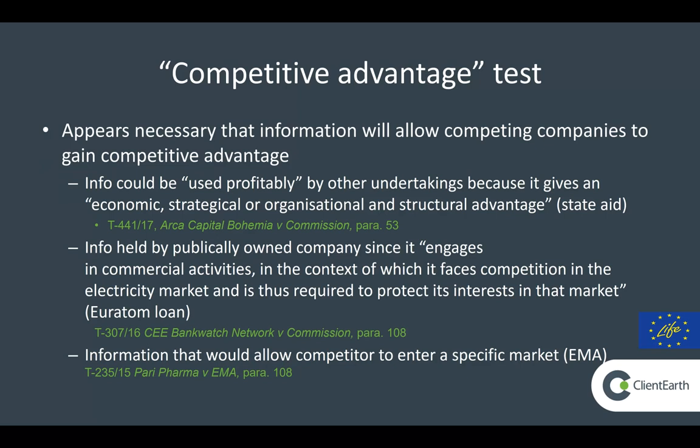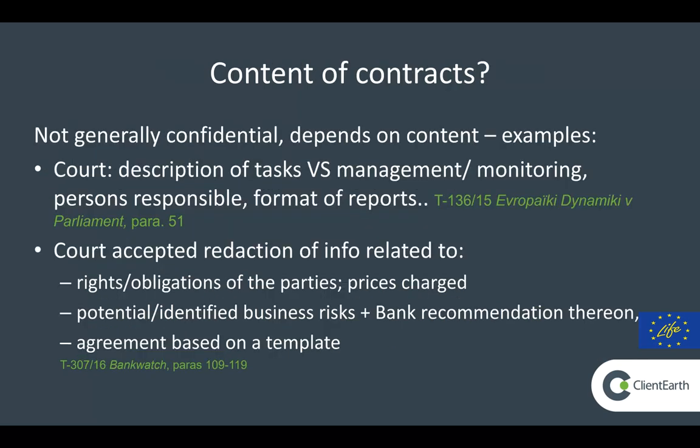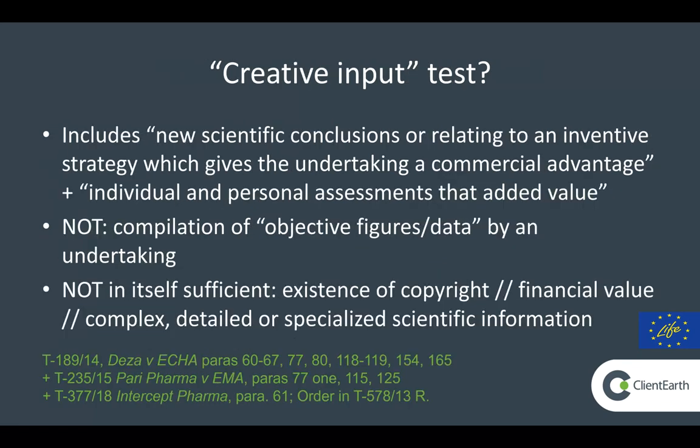relatively well established. Things that are less clear so far, on the one hand, the content of contracts. There are so far a few cases from the court, but it's not entirely clear. What is clear, I think, is that it's not generally just because something is included in the contract that the contract as a whole would be commercial information, but rather the court has drawn certain distinctions: descriptions of tasks, versus management and monitoring, parts that relate to the rights and obligations, or identify business risks with other parts, and so on. So there's a bit of a weighing to be done, and I've included here some cases in case there's interest.